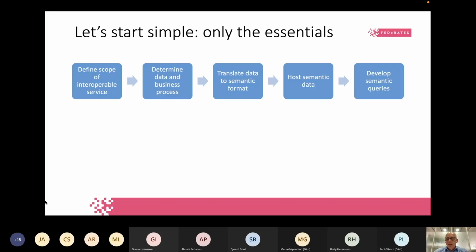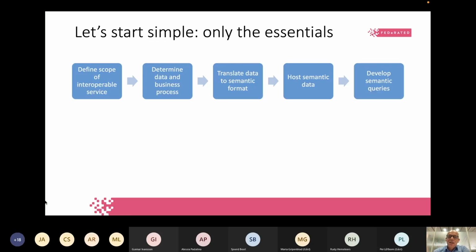And ultimately, if we do this properly, then I think we will have delivered one of the most important objectives of the FEDeRATED project, which is interoperability across multiple platforms. That is what we're trying to demonstrate. So this would actually get us there.